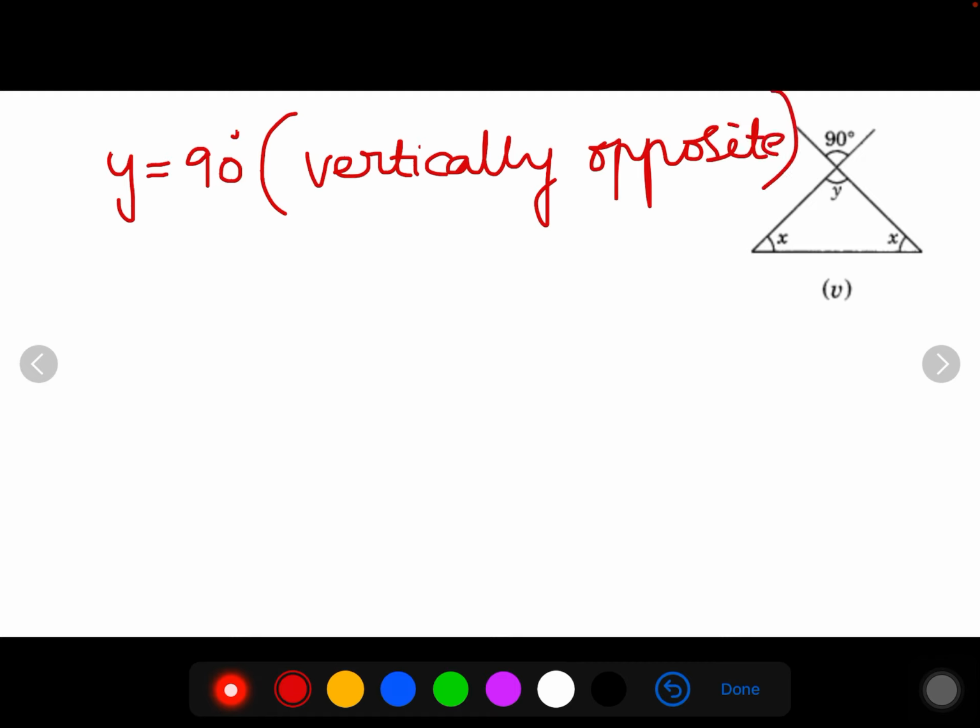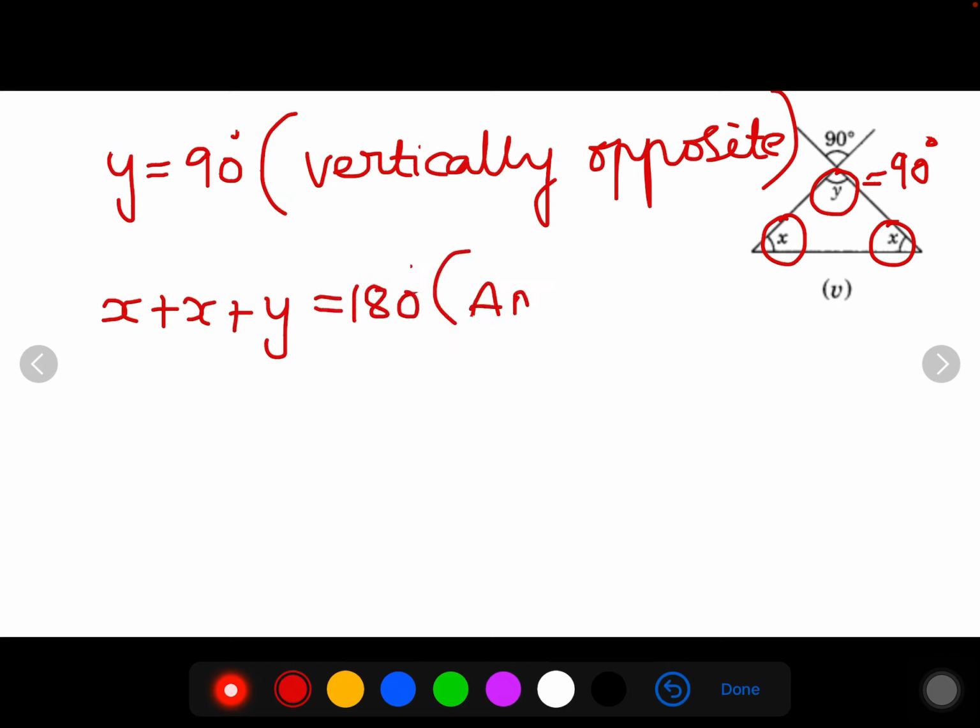Vertically opposite angles. So you have got the value for y. You got y as 90 degrees now. So now, three angles of a triangle, obviously you will use the angle sum property here. So x plus x plus y is equal to 180 degrees. In brackets, write angle sum property. Please don't forget to write the property inside the brackets.